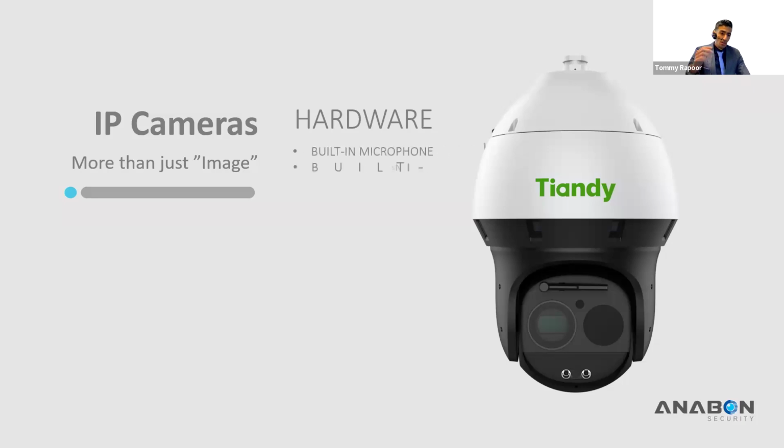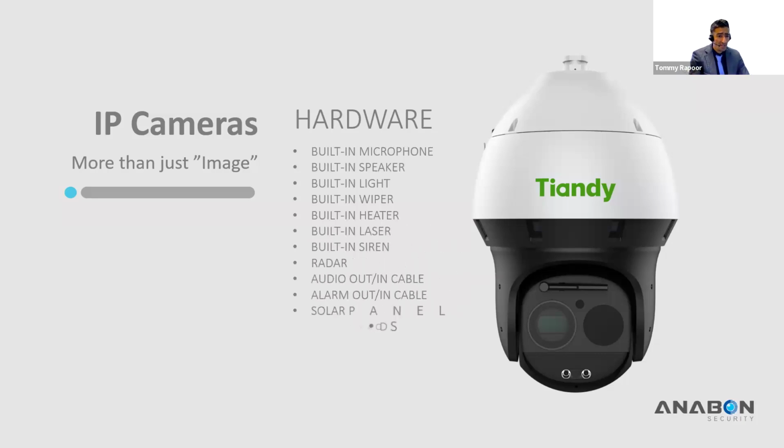So I do have some examples here. Built-in microphone, built-in speaker, built-in light. That light can be useful in order to provide you a colorful image at night, or in order to be used as an active deterrent solution. So when somebody goes in front of the camera, it will just fire up the light. It can flash or go continuous on. Built-in wiper, we already discussed that one.